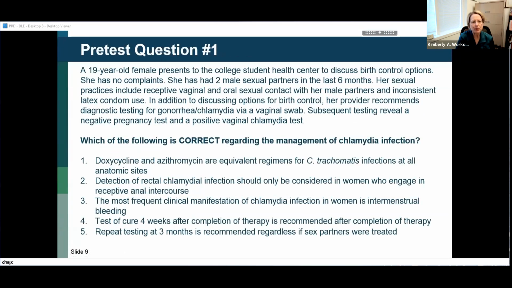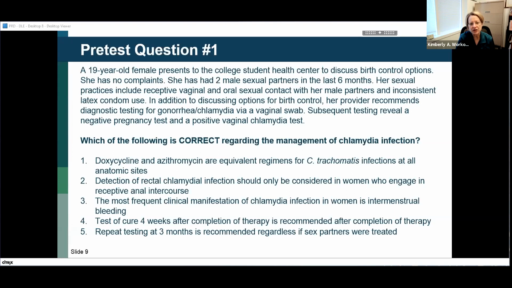So our first pretest question for you. This is a 19-year-old woman who presents to the student health center at college to discuss birth control options. She's got no complaints. She's had 2 male partners in the last 6 months. She practices receptive vaginal and oral sex with male partners and has inconsistent condom use. In addition to discussing options for birth control, her provider recommends diagnostic testing for chlamydia and gonorrhea via a self-collected vaginal swab. Subsequent testing reveals a negative pregnancy test and a positive chlamydia test.